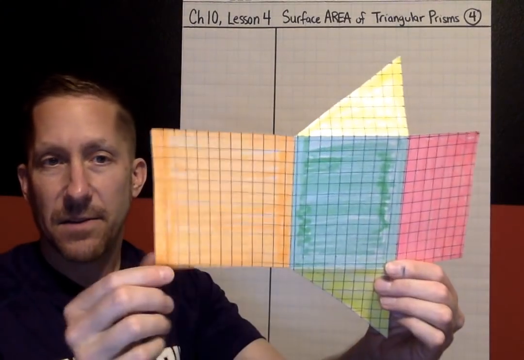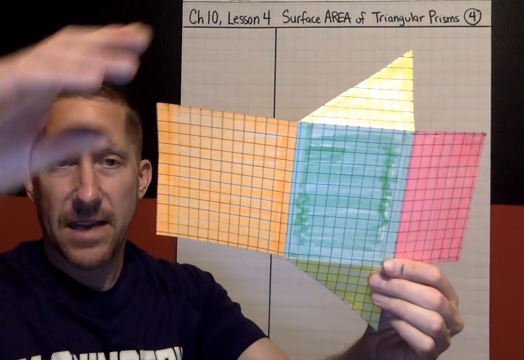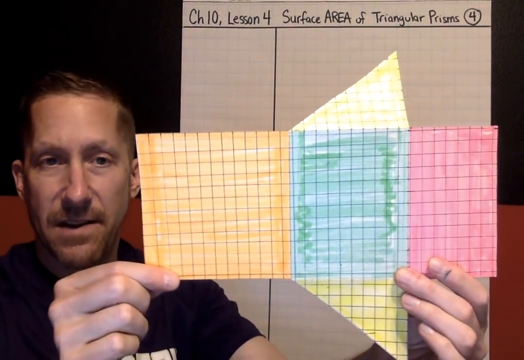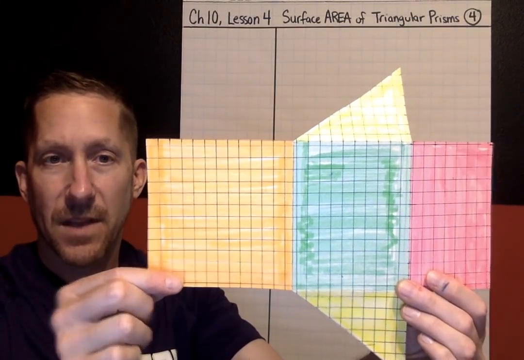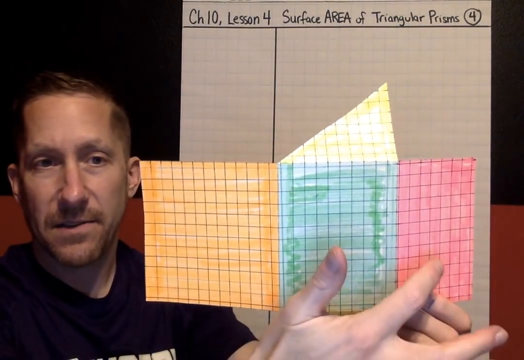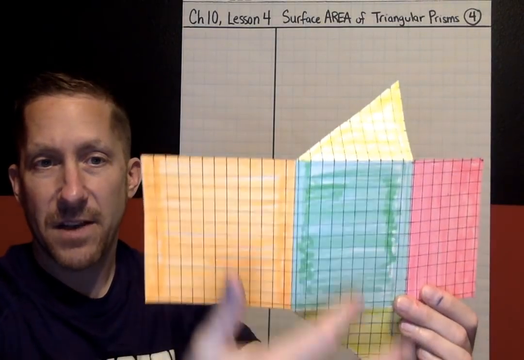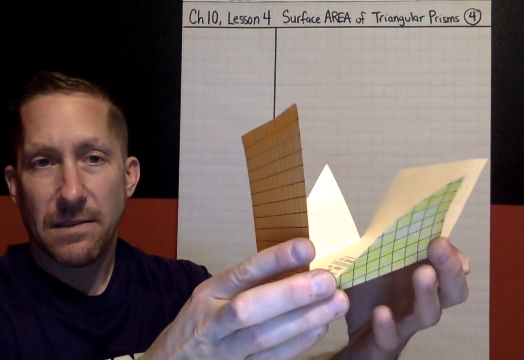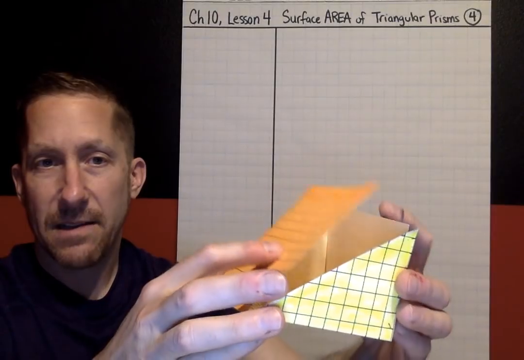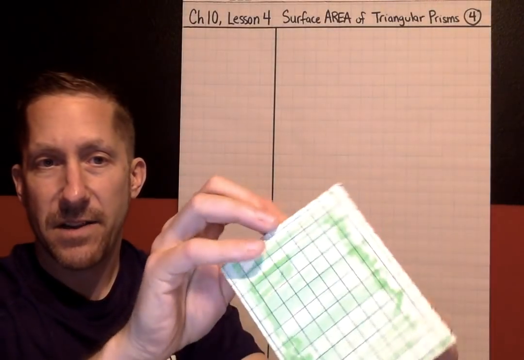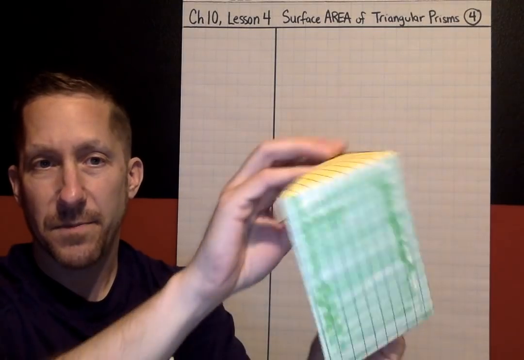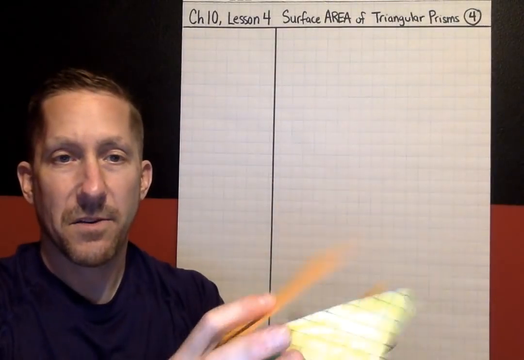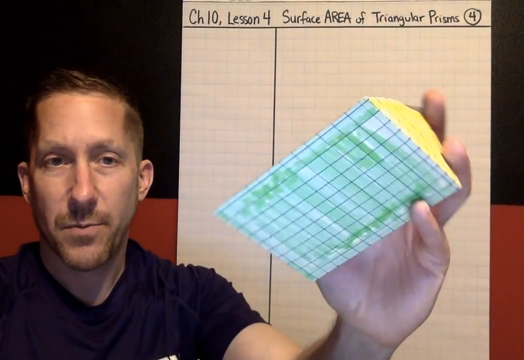I'm going to have 3 rectangles and 2 triangles, and again, if I fold this back up, counting all those squares, that would be the surface area of this triangular prism. The area of this rectangle, the area of this rectangle, the area of this rectangle, and then the area of 2 identical triangles. So again, I fold it up, this becomes the back, here's the top, and here is our triangular prism. 2D, 3D, and just by folding we can make it into a 3D triangular prism.